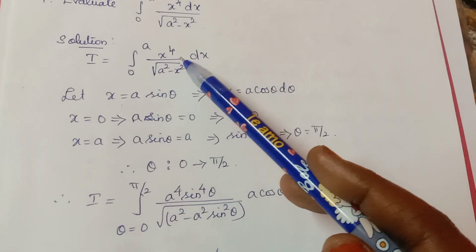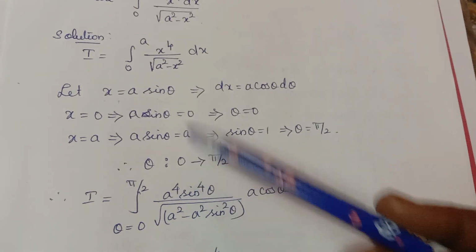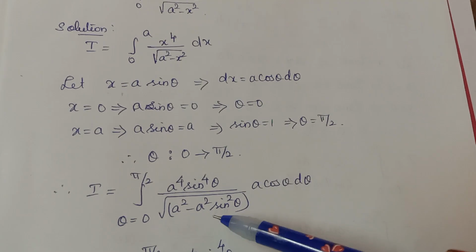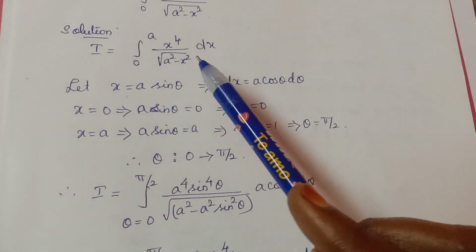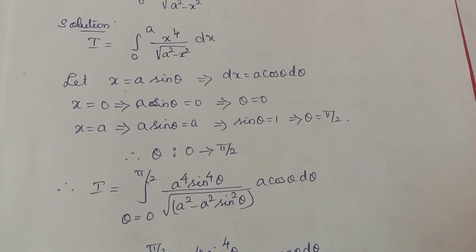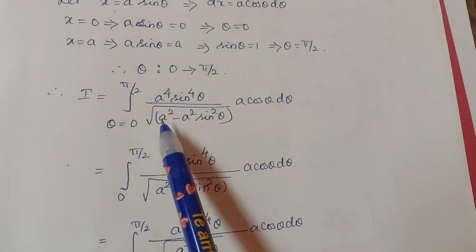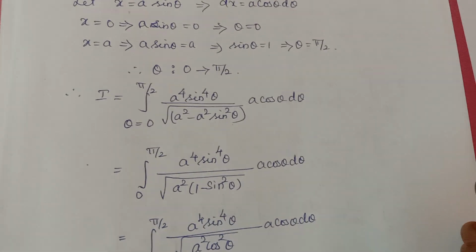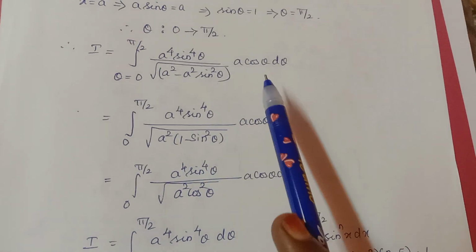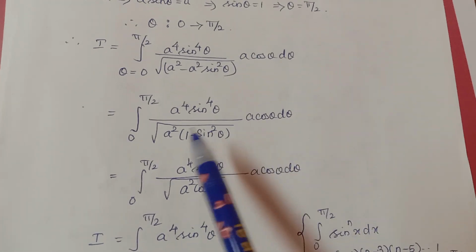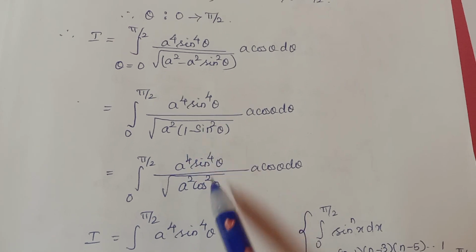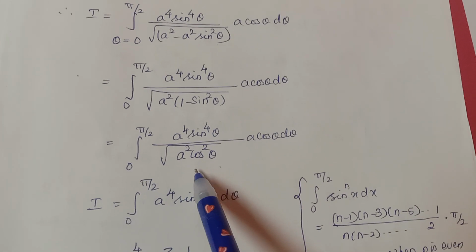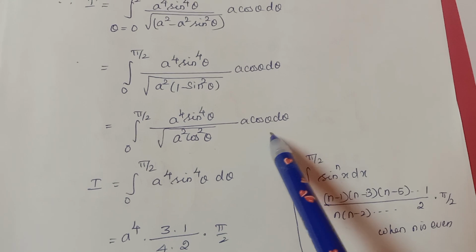x power 4, no? So what will be the value here? a power 4 sine power 4 theta divided by root of a square minus, instead of x square I am putting a square sine square theta, into, instead of dx what should you substitute? a cos theta d theta. Now let's simplify this. So a power 4 sine power 4 theta divided by, here you can take a square outside, so it will be a square into 1 minus sine square theta. This a cos theta is kept as it is. Now 1 minus sine square theta is what? Cos square theta. So this is the square root of a square cos square theta. When you take it out of the square root, it will be simply a cos theta. So this a cos theta and this a cos theta get cancelled.